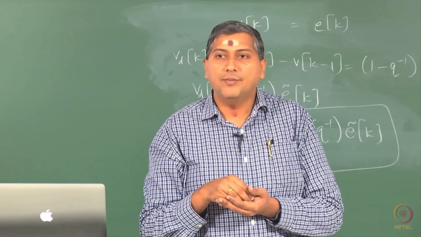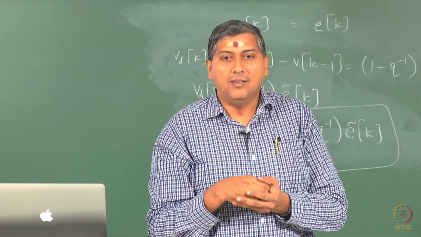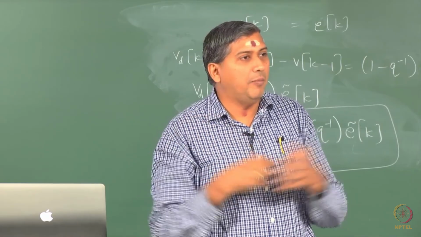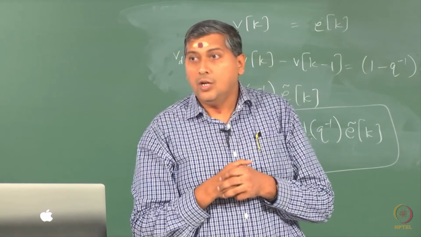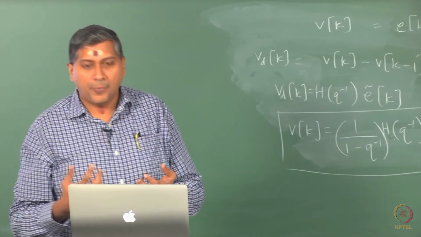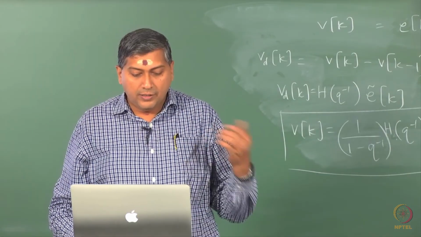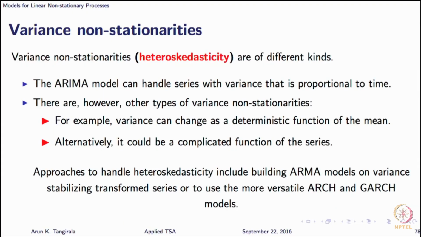No. What about a Poisson process? Do you think the variance and mean are coupled? Yes. So, non-Gaussian processes can have that kind of a characteristic, right, or it could be a very complicated function of the series. Now, generally one has these two approaches, one is the variance stabilizing transformation and the other is to build what are known as ARCH models.